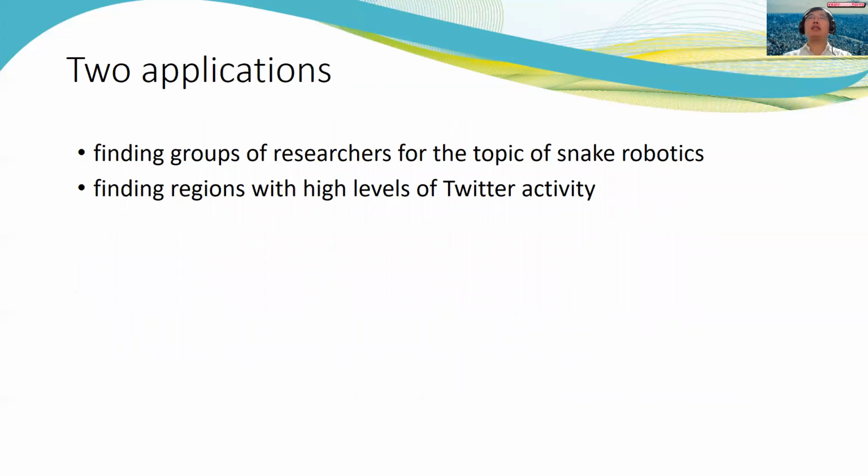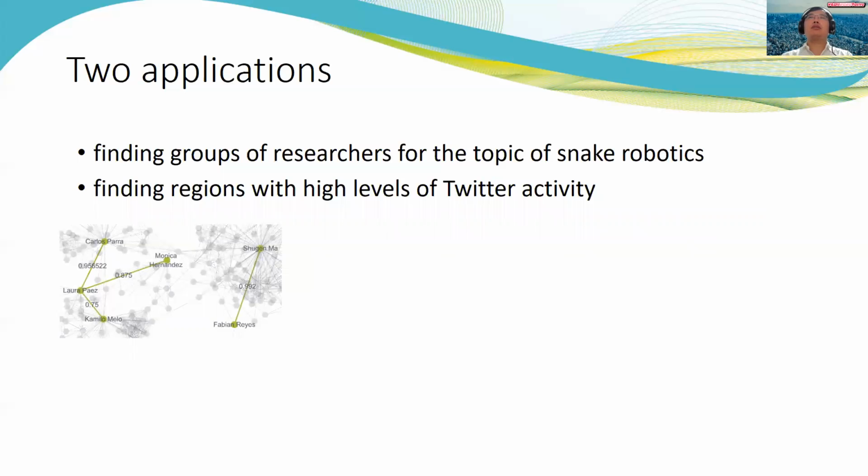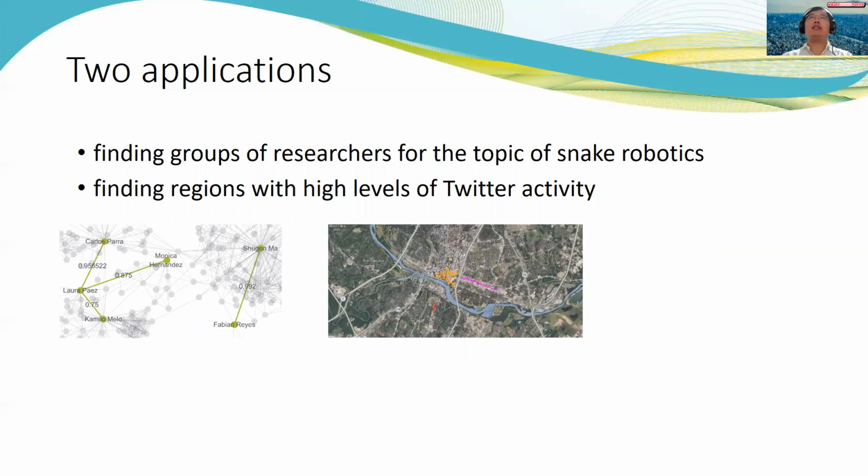After the experiments, we explored 2 applications using real datasets. The first application is about finding groups of researchers who conduct research on snake robotics. The second application is about finding regions with high levels of Twitter activity.